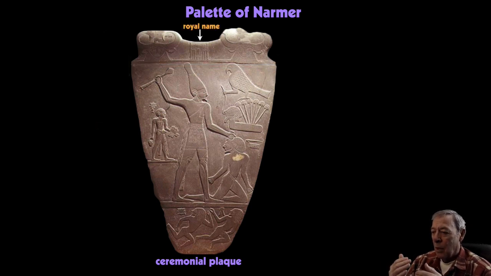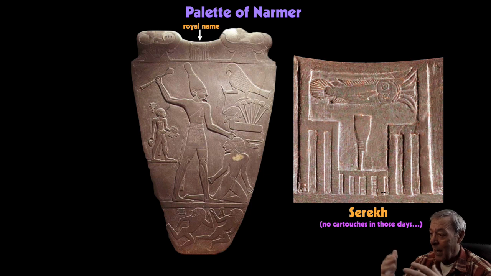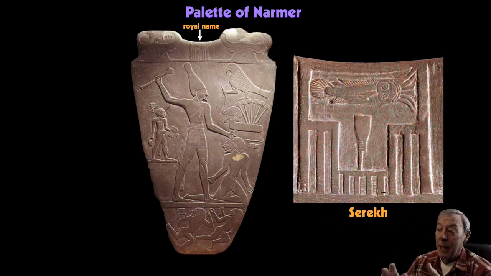Now earlier I told you that royal names were contained within cartouches, that oval rope shape tied to a stick, inside of which are the hieroglyphs for the royal name. Well, that didn't exist at this time. So what we have here is something that's called the serekh. The serekh is the royal name. Okay, it contains the royal name. It contains hieroglyphs and images that relate to the royal name.